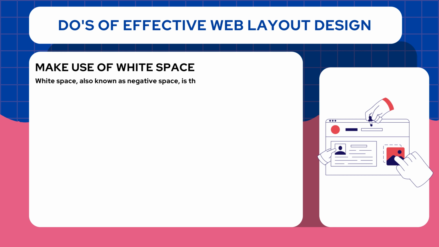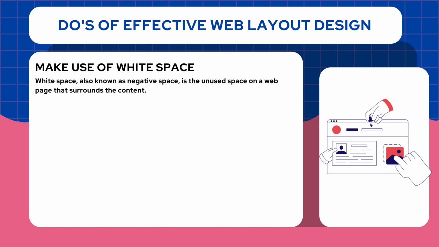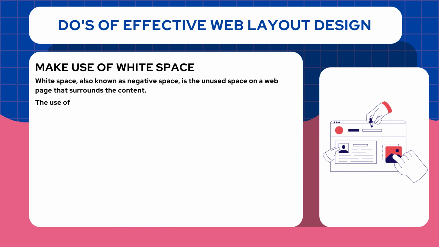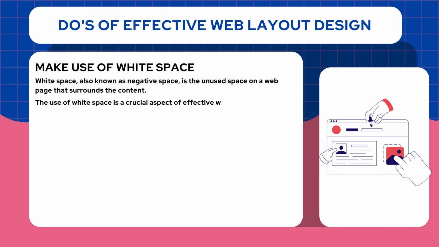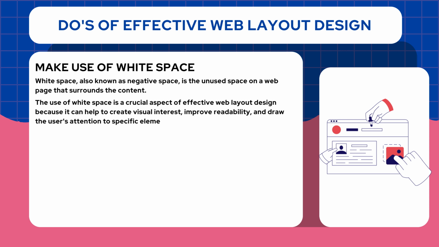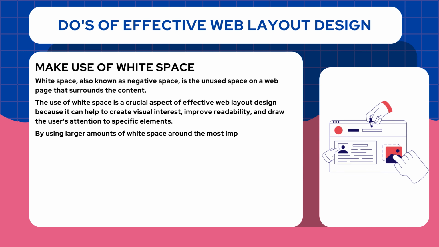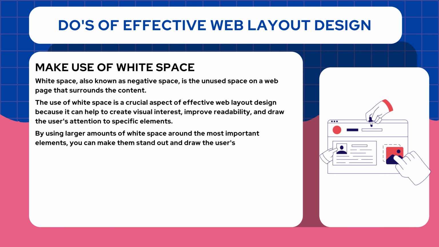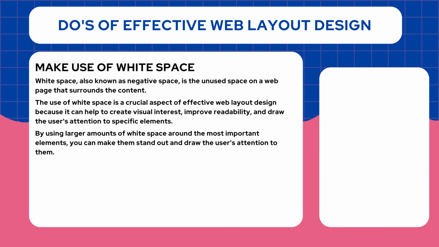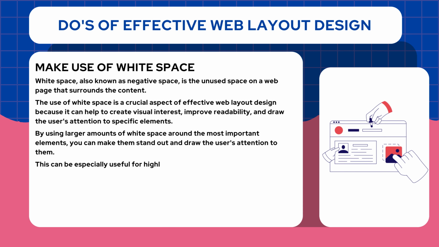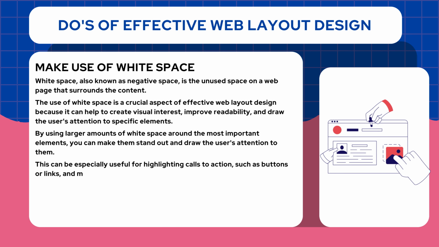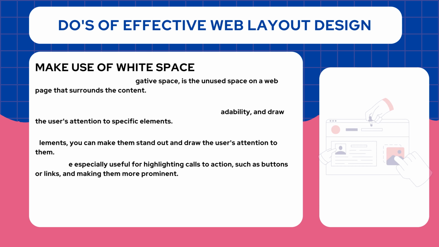Make use of white space. White space, also known as negative space, is the unused space on a web page that surrounds the content. The use of white space is a crucial aspect of effective web layout design because it can help to create visual interest, improve readability, and draw the user's attention to specific elements. By using larger amounts of white space around the most important elements, you can make them stand out and draw the user's attention to them. This can be especially useful for highlighting calls to action, such as buttons or links, and making them more prominent.